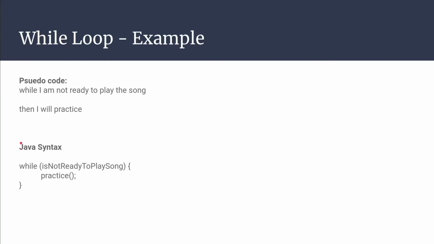In the Java syntax here, we have a while keyword, and we encapsulate a Boolean statement within parentheses. While I'm not ready to play the song, then I will practice. Again, we see these curly braces here, and by now you're starting to see that these curly braces denote a context to run something in. We use if statements with curly braces, we use functions with curly braces, we use classes with curly braces, and now we finally use loops with curly braces.